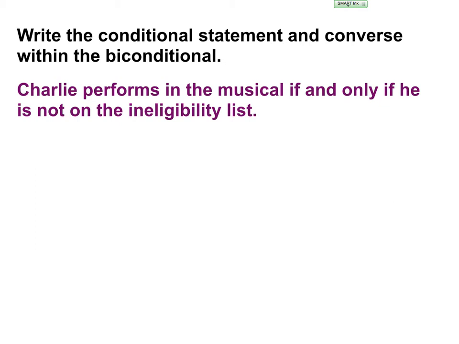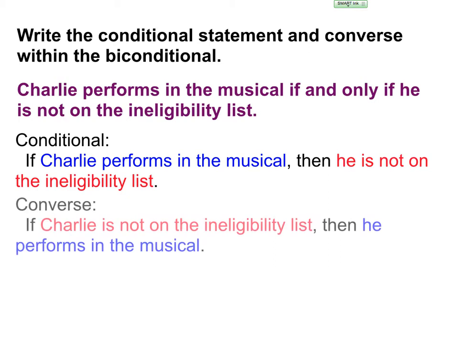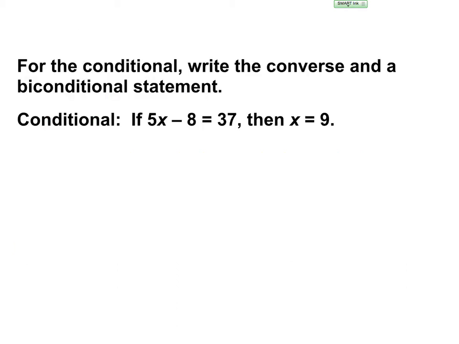I think he gave me the converse. Okay? We do the conditional. Alyssa? If Charlie's just going to the musical, then he is not on the ineligibility list. Yes. Because the P is first in the biconditional, so that should be first in her if-then. Okay? And then what was read earlier was actually the converse of it. Okay? I think we've got that.